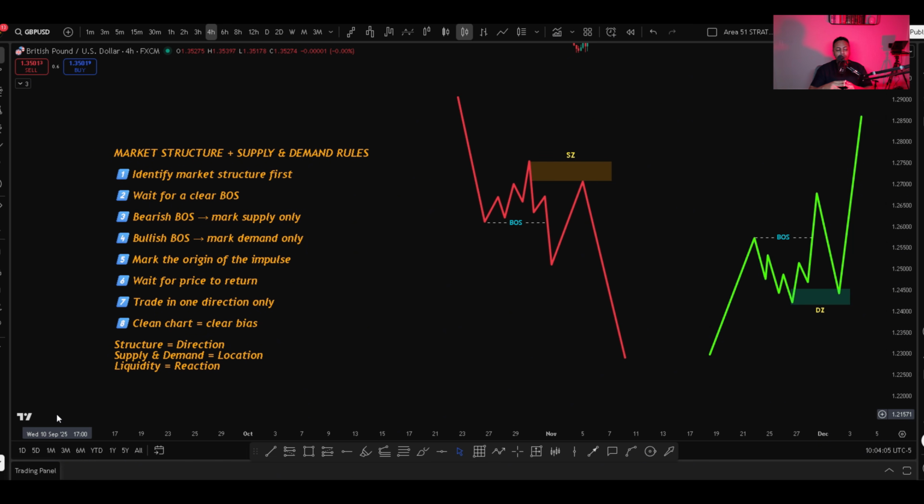And in this video, I'm going to show you how to read supply and demand the correct way, how to identify zones that actually matter, how to stop marking the charts in a way that puts you on the wrong side of the market. And once you understand supply and demand properly, your chart gets cleaner and your bias gets clearer. And price finally starts to make a lot more sense.